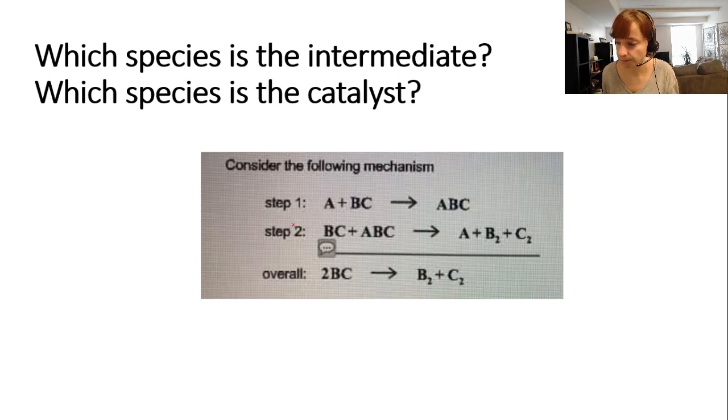By definition, an intermediate appears in the product of one step, the reactant of another step, and does not appear in the final overall reaction mechanism. So here in step 1 we formed ABC as a product. That product is used as a reactant in the second step, but ABC together does not show up in the final product. So that makes it our intermediate.